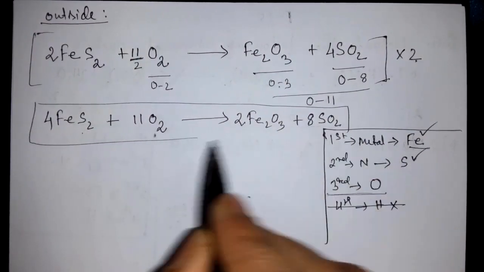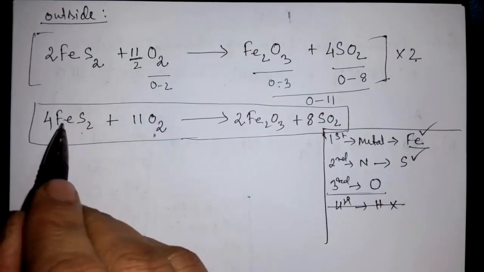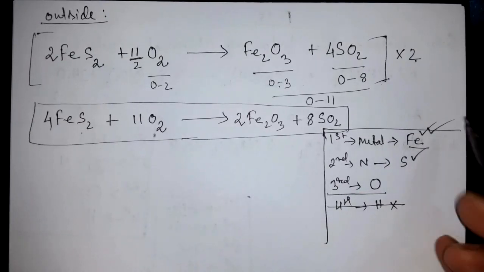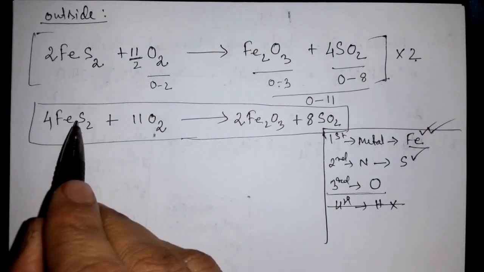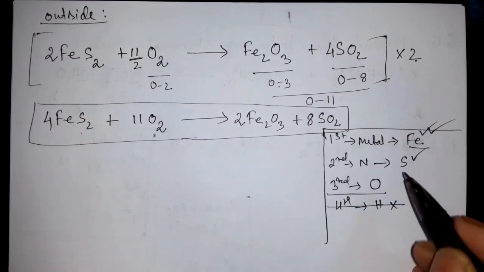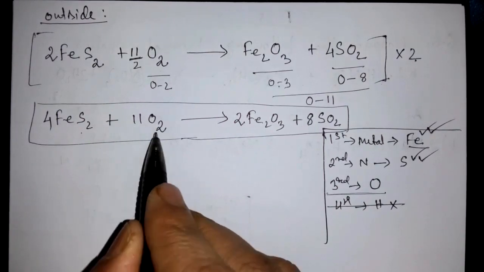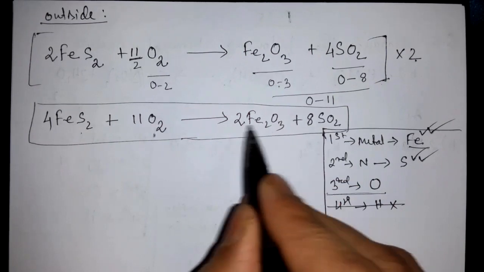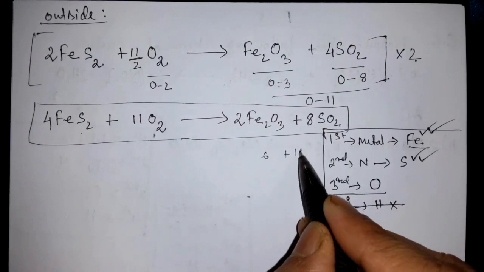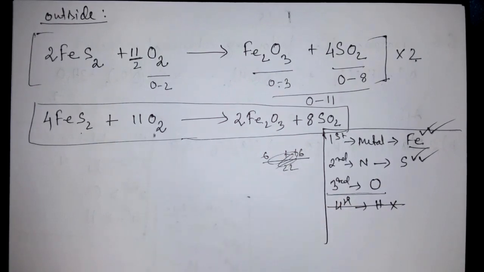Again, you can recheck to verify whether everything is okay or not. Iron, let us check. This iron is 4, and this iron is 2 into 2, 4. Fine. Double checking. Sulfur is 2, 4 2s are 8. This sulfur is also 8. Oxygen is 22, and on this side oxygen here is 6, here 8 2s are 16. 16 plus 6 is 22. So oxygen is also matching.